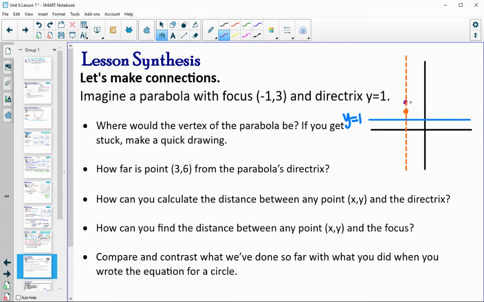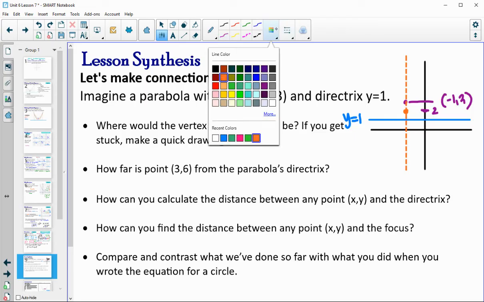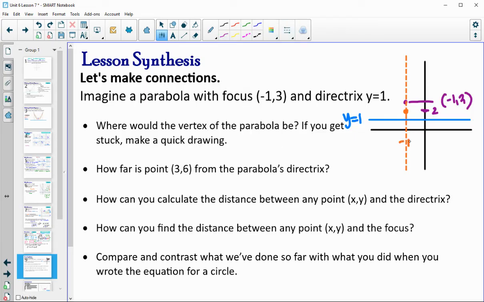So remember that your focus was -1, 3. Okay, and then you had y equals 1. The y value right in between there is 2. So this vertex would be the ordered pair -1, 2.